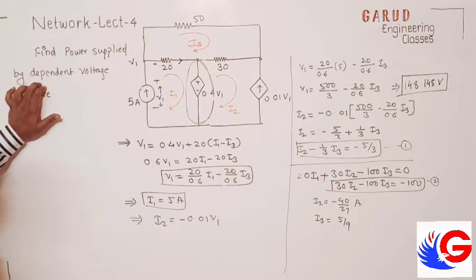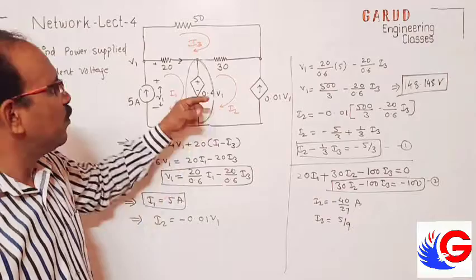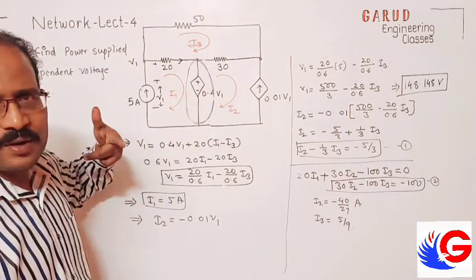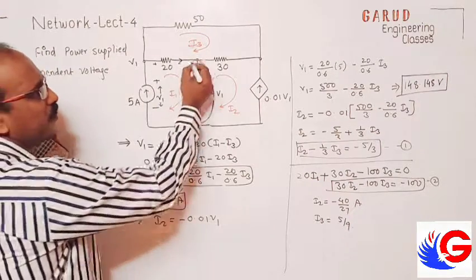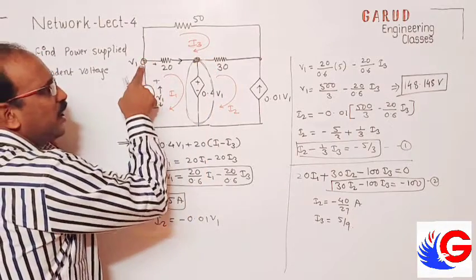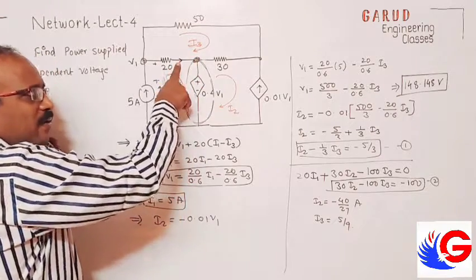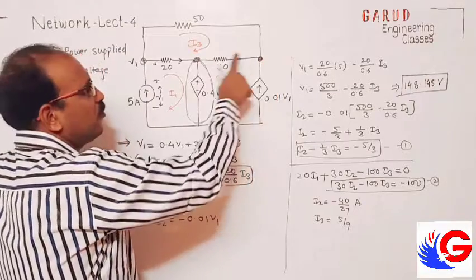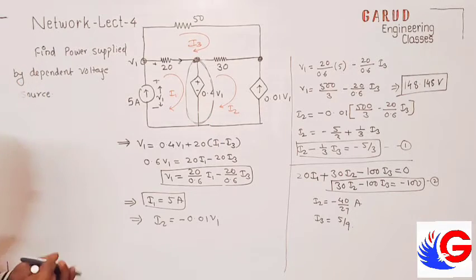Find the power supplied by the dependent voltage source. This is the dependent voltage source, so this much is the voltage. Now first we have to find the current. This voltage V1 you know. This voltage minus this voltage gives a current. Again, this voltage is also known, so this voltage minus this voltage gives the current, and then here also you get current. So it's very simple.